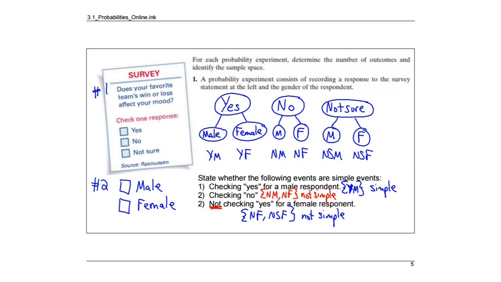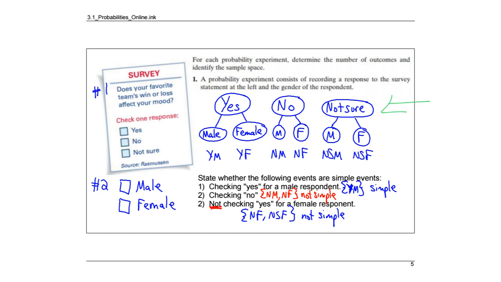All right, let's look at another example. So for this probability experiment, we had a survey, and we first asked, does your favorite team's win or loss affect your mood? And we let them answer yes, no, or not sure. Okay, so does your favorite team's win or loss affect your mood? And that's these first set of bubbles. So yes, no, or not sure.